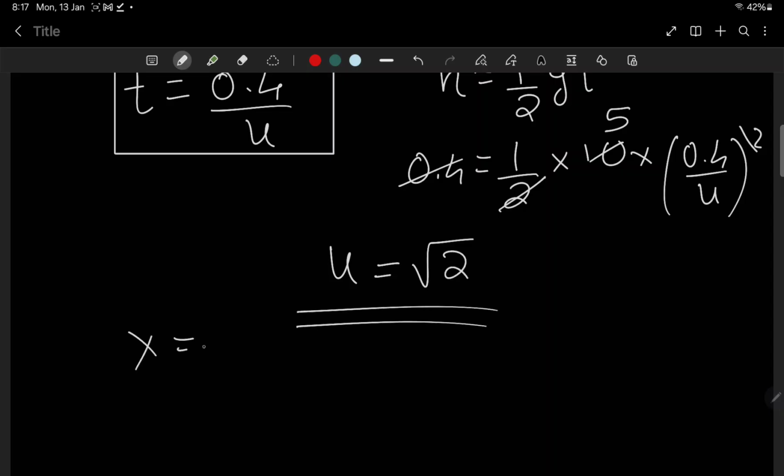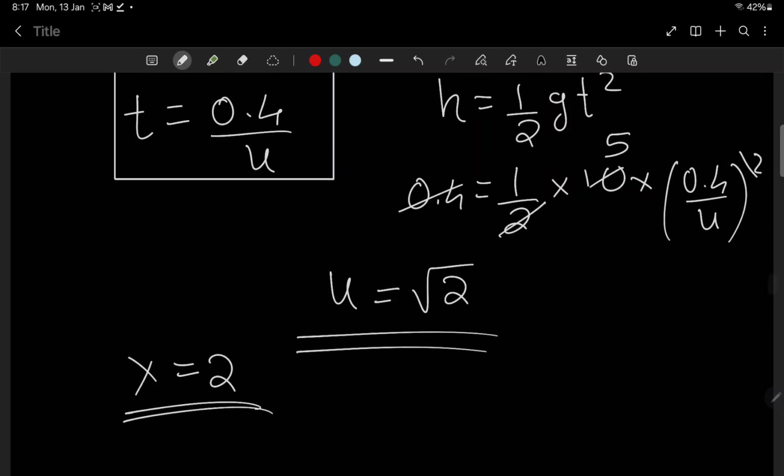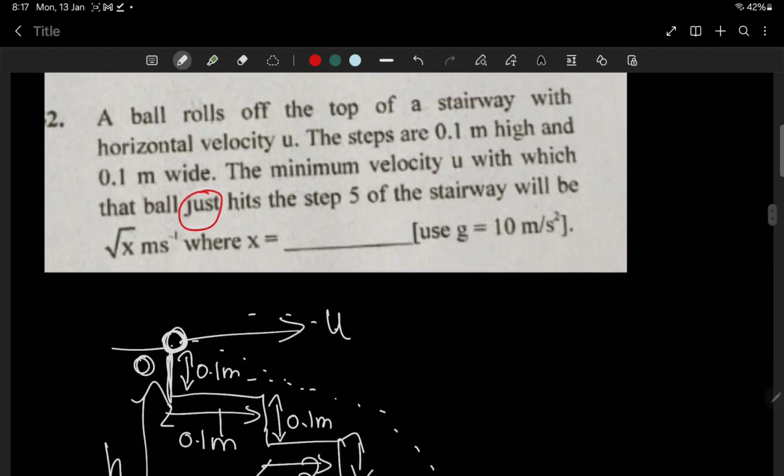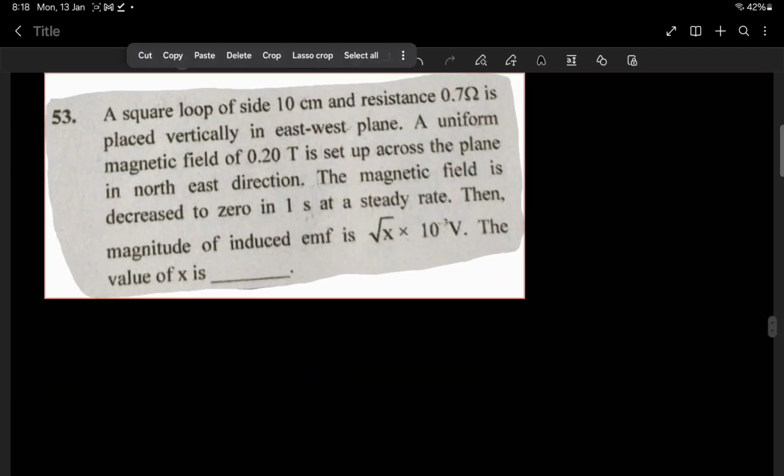So therefore x equal to what? 2. Okay, this is the answer for this question. Now next question. Yes, we have the next question here.